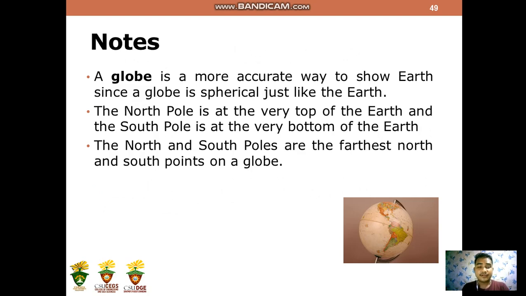A globe is a more accurate way to show the Earth since the globe is spherical. The North Pole is at the very top of the Earth and the South Pole is at the very bottom. These are simple definitional terms. The North and South Poles are the farthest north and south points on the globe, at 90 degrees north and 90 degrees south. So, those are the poles.